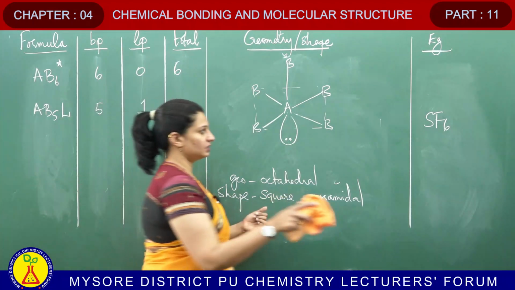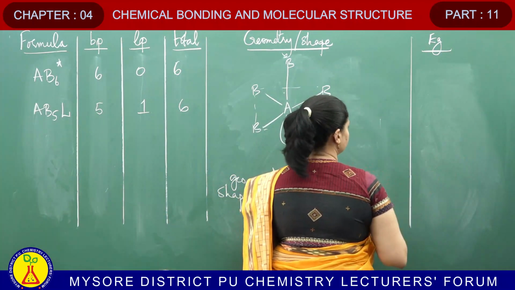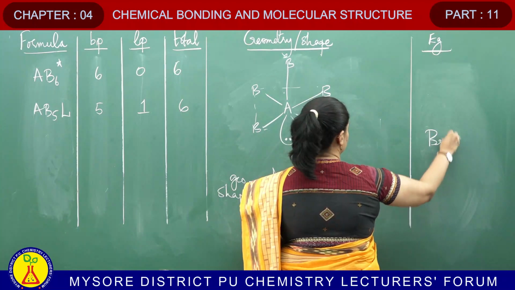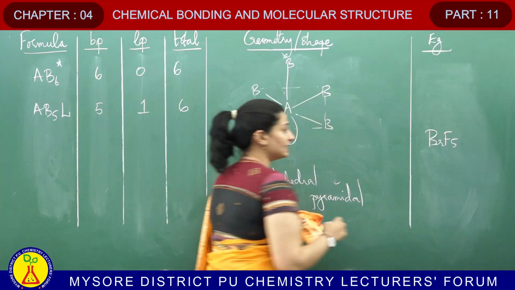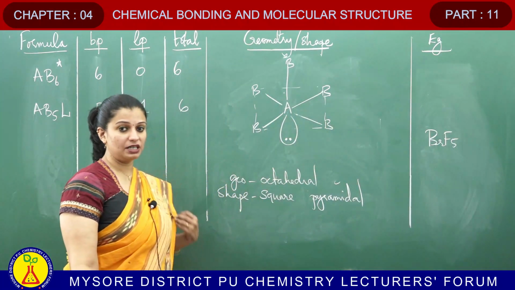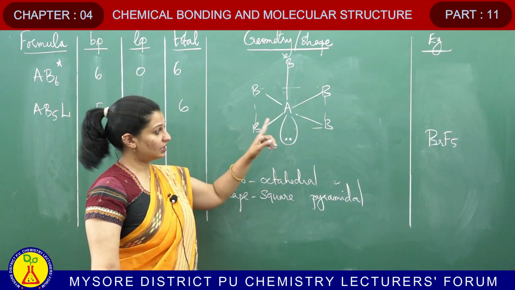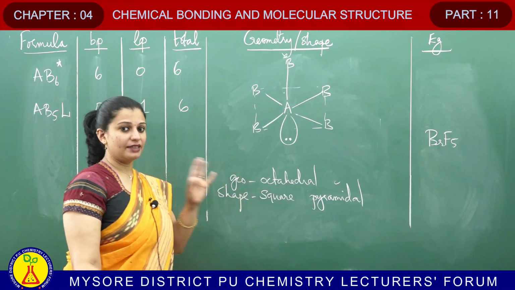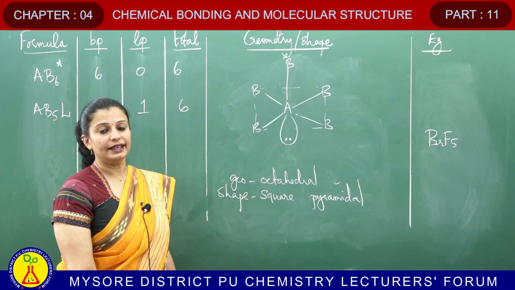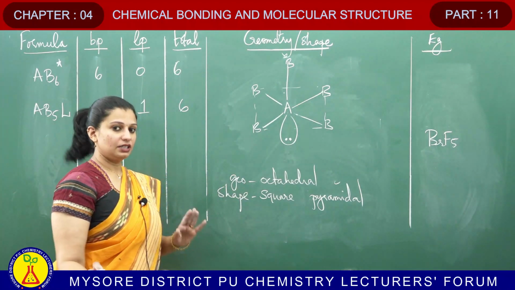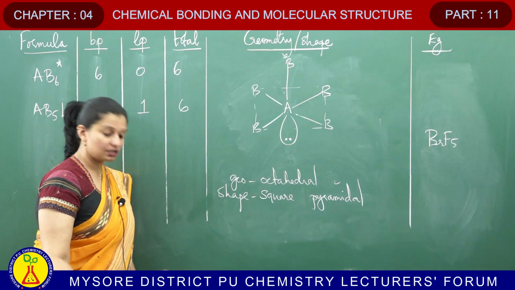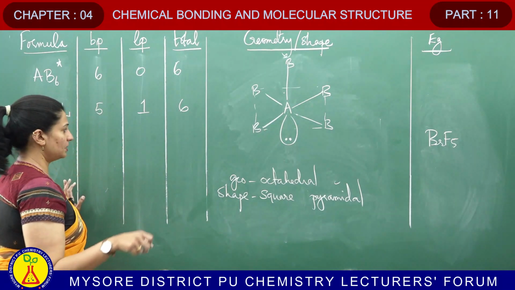And the example for this is BrF5. Please note that none of the angles will be 90 degrees because all of it has been distorted by the presence of the lone pair. So that is a distorted shape and the angles are no longer 90 degrees. And we are now moving on to the last example with which we will wrap up VSEPR theory.